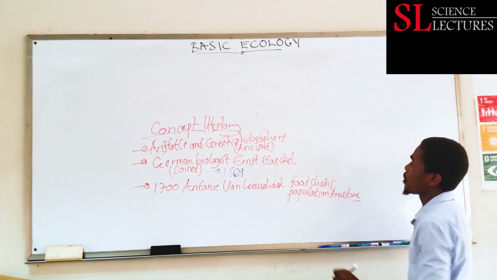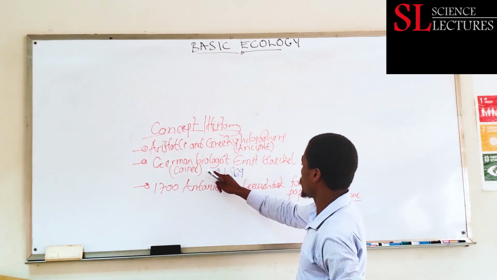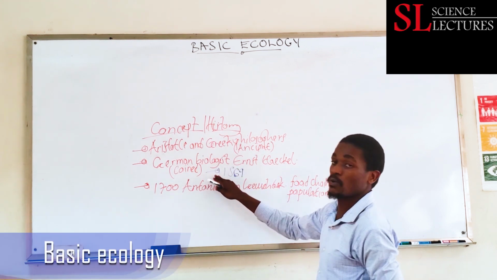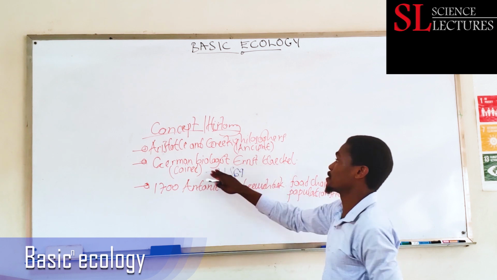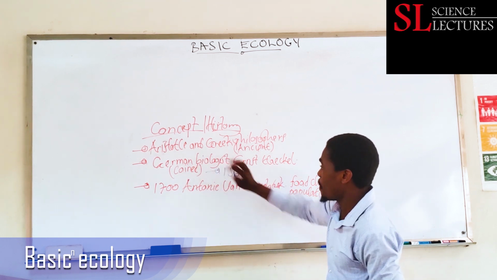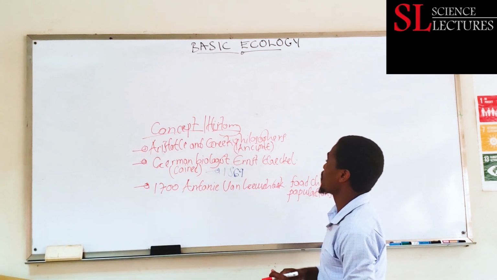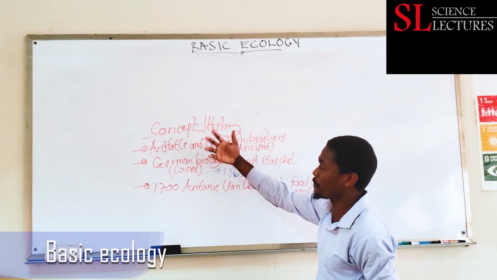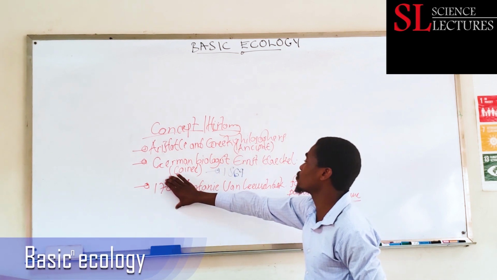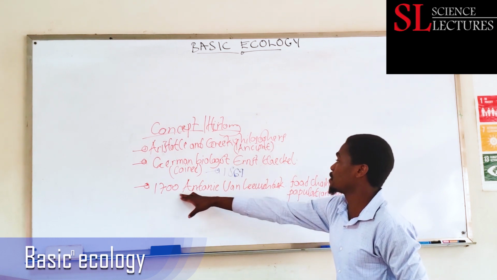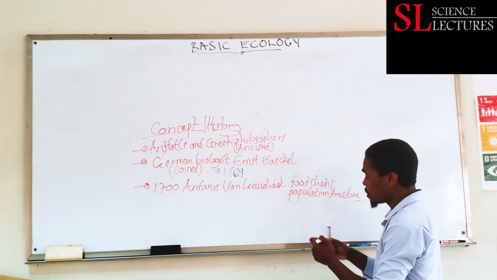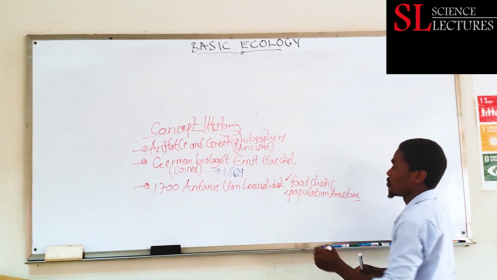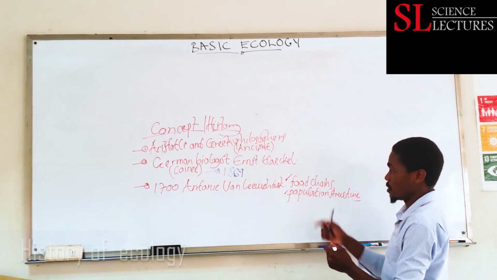So the point we are trying to drive home is, though the term ecology was coined in 1869 by the scientist Ernst Haeckel, a German biologist, initially Aristotle and the Greek philosophers had some references to ecology topics. However, Anton van Leeuwenhoek in 1700 was also already studying topics of ecology, and we said those topics were food chains and population structure.